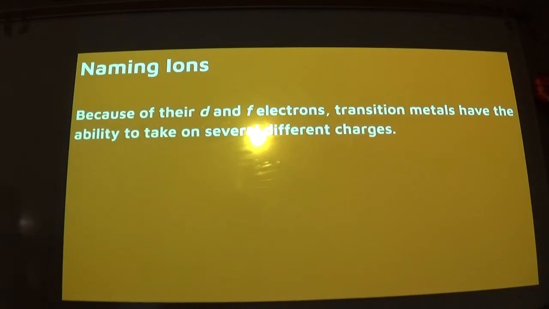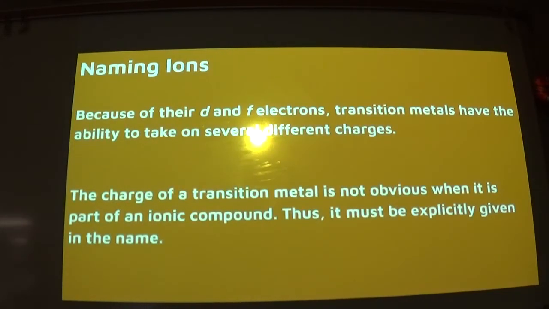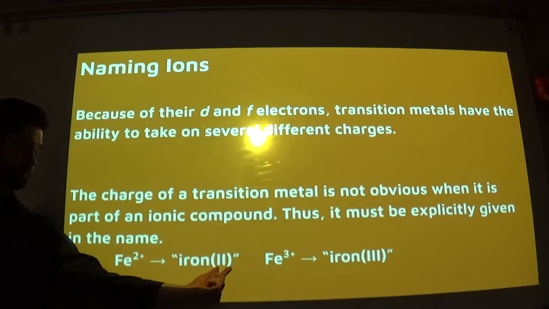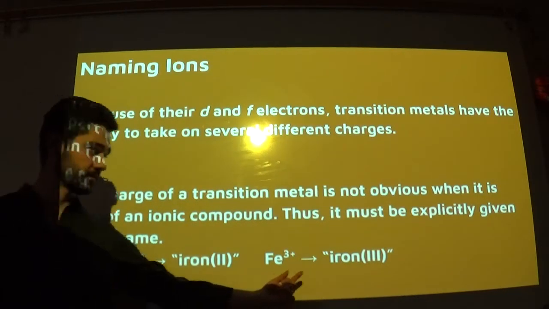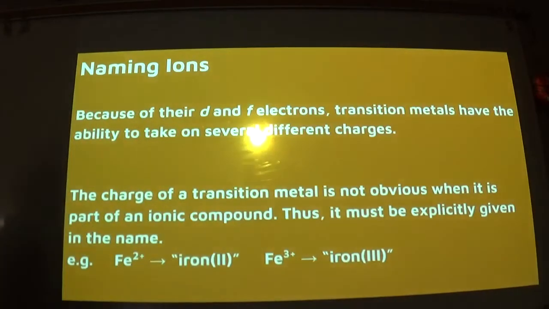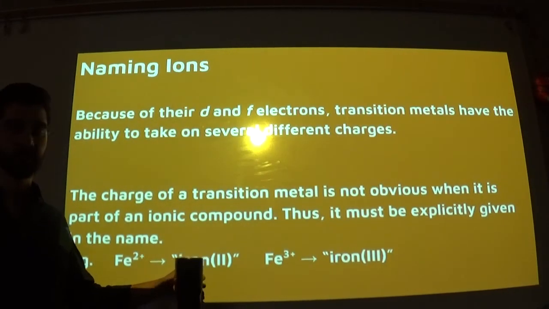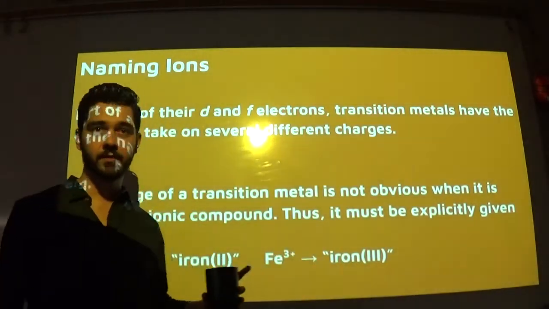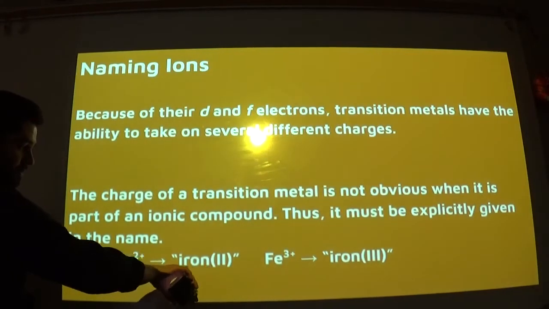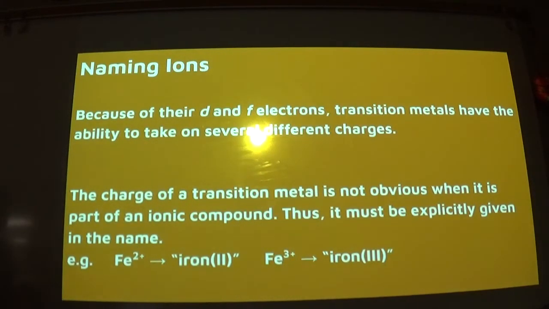If you're in the main group, there's only one charge, so you just kind of know it. With the transition metals, we need a different system. We're going to explicitly state the charge in the name when we're naming a transition metal that is an ion. The way we're going to name it is with Roman numerals. We're just going to say the charge. It's going to be fine, I promise. So iron with a plus 2 charge is called iron 2. Iron with a plus 3 charge is called iron 3. If you want to be super technical, notice there's no space there. It's all just one word, even though there's a number.